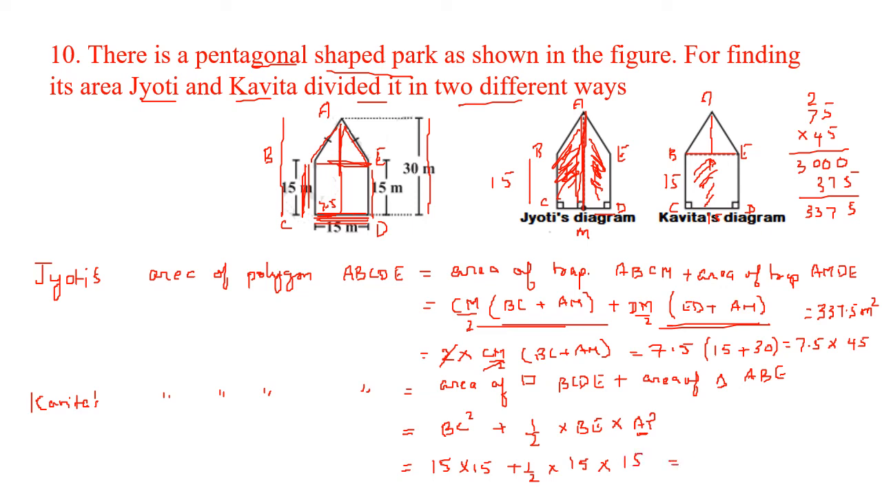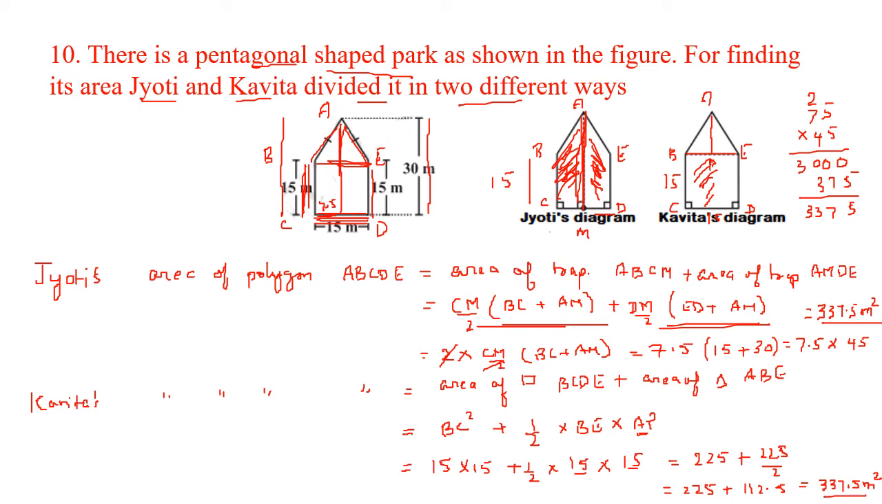So we have got 225 plus 225 upon 2. 15 15 is 225 upon 2. So you've got 225 plus 112.5. On adding them both we get 337.5 meter square. So we are getting the same answer by both the methods.